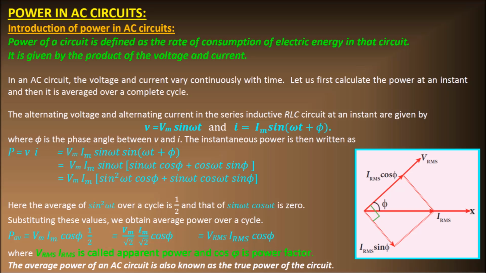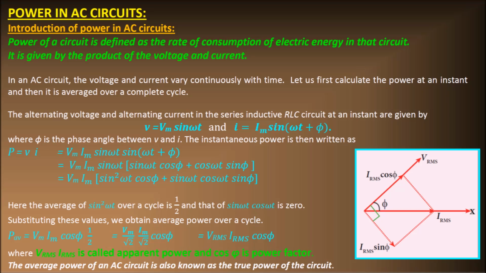Here, the average of sin square omega t over a cycle is 1/2. So அந்த sin square curve வச்சு நம்ம half value கண்டுபிடிக்கணும். And that of sin omega t cos omega t is 0. பாத்தீங்கன்னா sin 0 0வா இருக்கும், பட் cos 0 1 இருக்கும். அப்ப அந்த டேர்ம் நம்ம 0ன்னு எடுத்துக்கணும். அப்ப ஆட்டோமேட்டிக்கா அந்த டேர்ம் ஈஸியா ரெடியூஸ் ஆயிடுது.